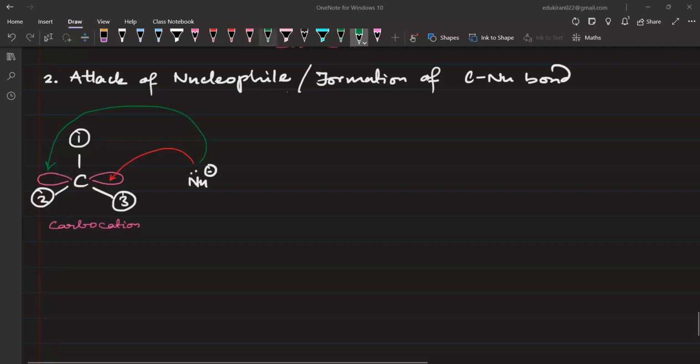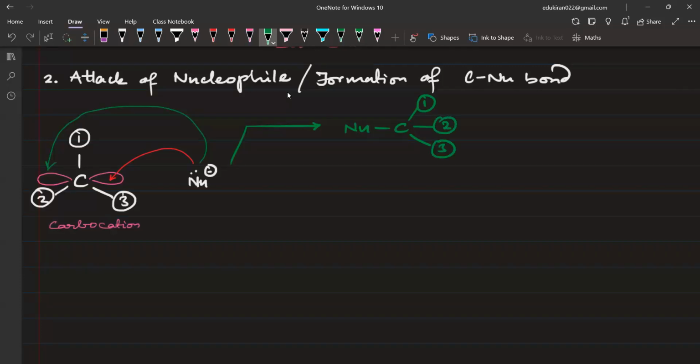Now if I go through the green route, please see here guys, if I am going through the green route, then what is going to happen? If I am going through the green route, you can see that the nucleophile will be attacking from behind like this. We'll have the nucleophile attached to the carbon atom like this, and this carbon will be attached with three different groups as earlier, but here we'll be having 1, 2 and 3.